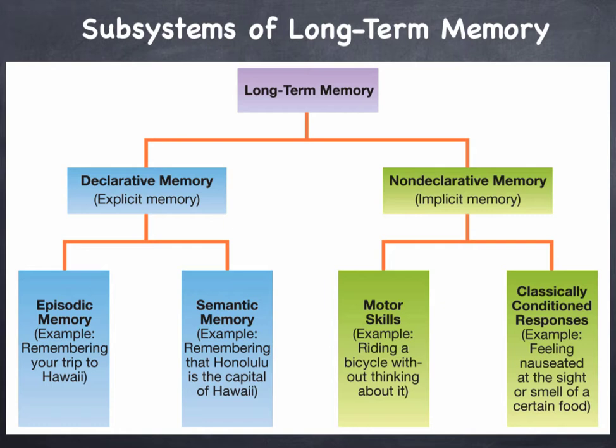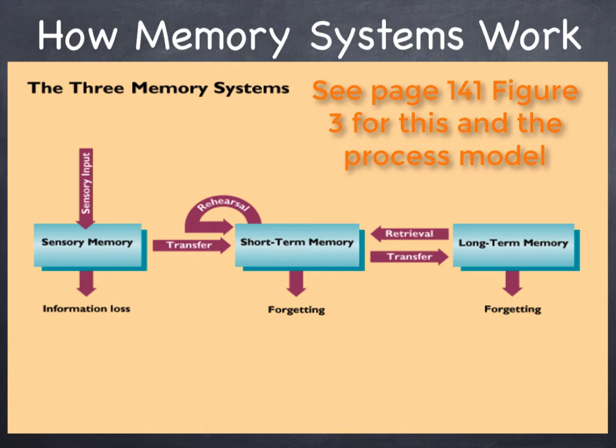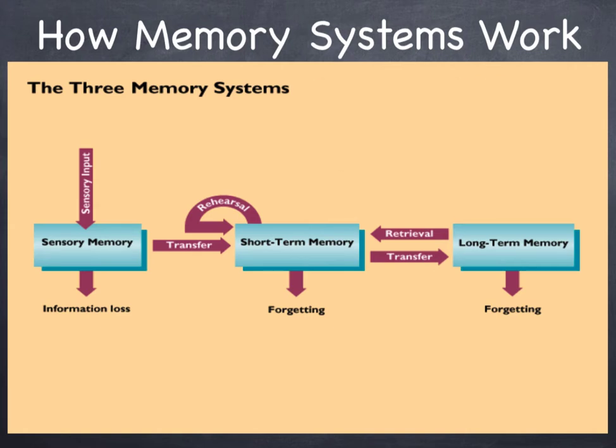Then lastly, looking at the system of memory and how it works, we can look at this image here and see that sensory information is brought to sensory memory, where we can have some information loss because we just didn't pay attention to it. What is paid attention to is transferred into short-term memory, where if we rehearse it, it can be transferred into long-term memory and therefore retrieved to access in short-term memory to be used. Now, if it's transferred from sensory memory into short-term memory, and we don't rehearse it or rehearse it inappropriately, then we could get into forgetting.